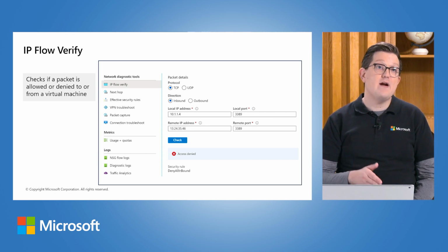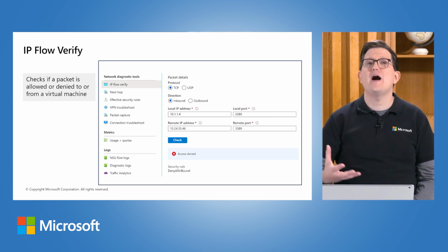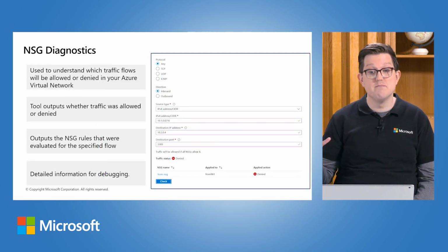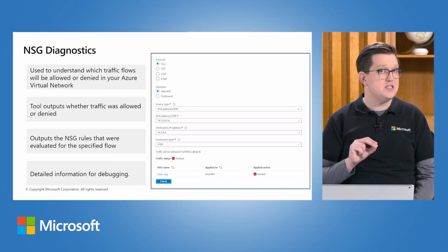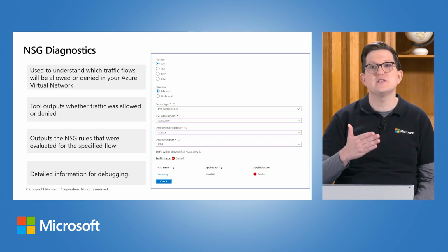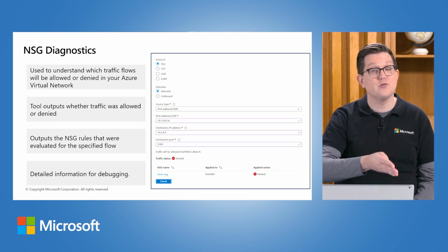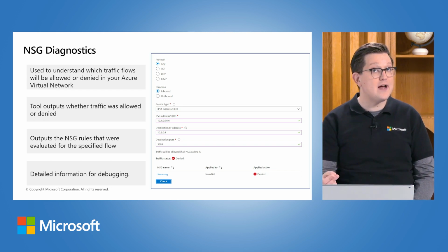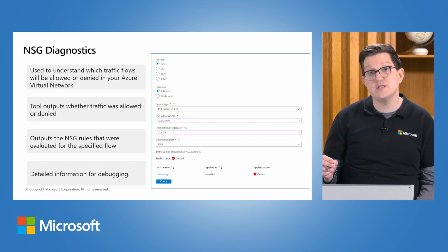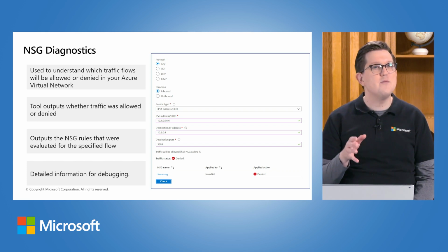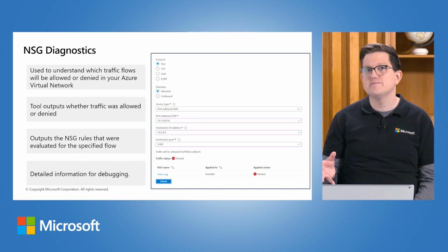You'll find that there is a range of tools that kind of occupy this space as well. For example, NSG Diagnostics performs much of the same sort of task, but what it's specifically checking is not whether it's allowed or denied, it's specifically checking if there is a network security group that is affecting the flow of traffic between these 2 endpoints. So a very similar process to IP Flow Verify, but with a little bit of a different intent.